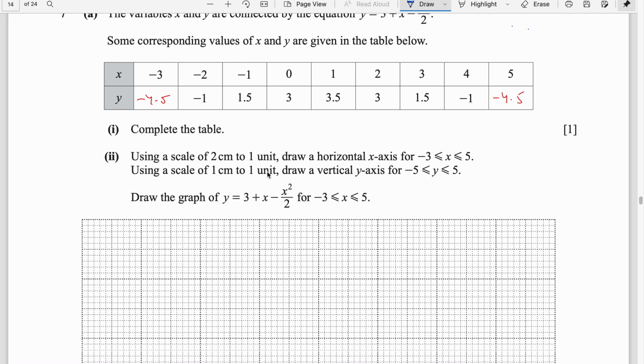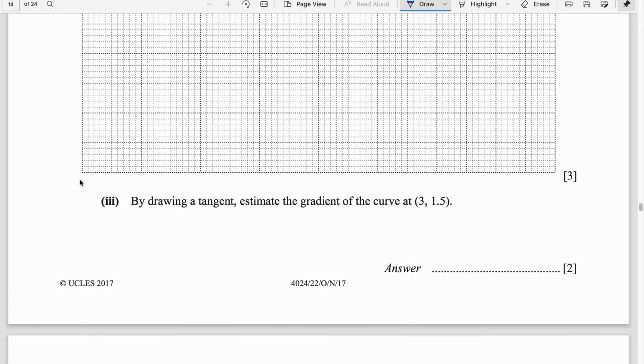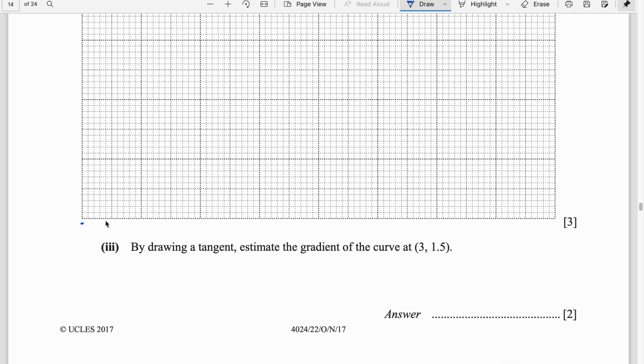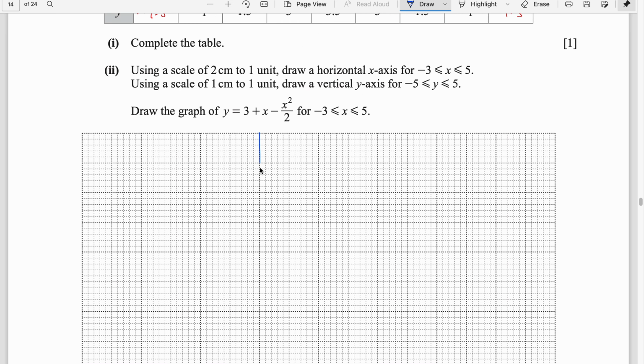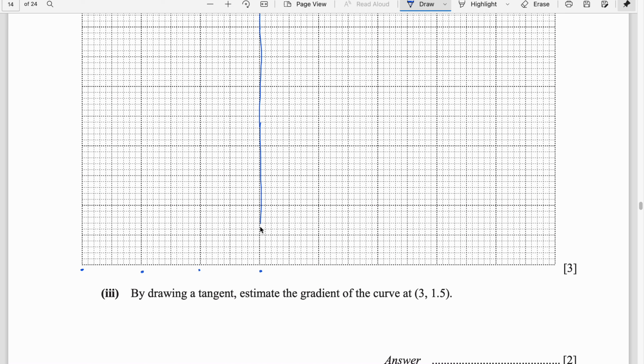Using a scale of 2 centimeters to 1 unit, draw the horizontal axis from minus 3 to 5. So 2 centimeters is 1 unit. And we started from minus 3. So this should be minus 3, minus 2, minus 1, 0. So my 0 lies here. I can draw my y-axis on this location of the page.